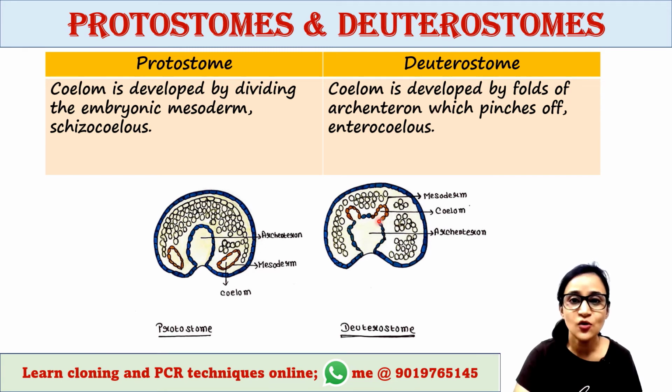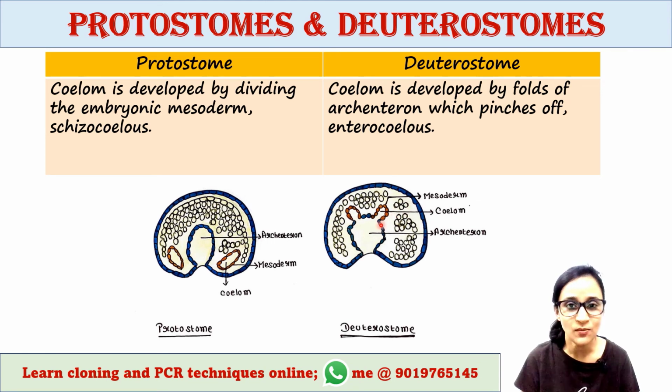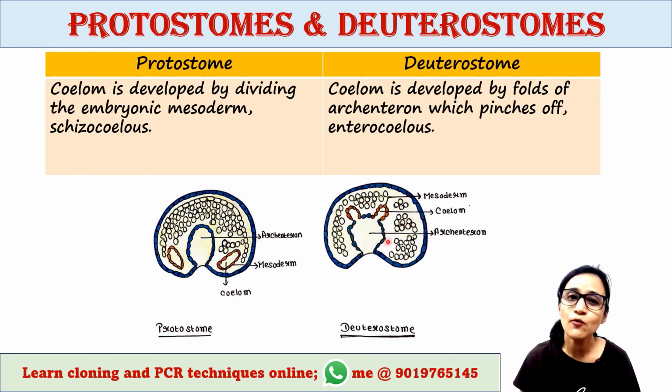Now, in the case of deuterostomes, the coelom is developed by folds of the archenteron. You can see this is the archenteron. Here it has two folds. This is one fold, this is another fold. So these two folds will make the coelom because these two folds will be pinched off to form the coelom in future. Hence they are known as enterocoelomates. So you know what is the archenteron? It is the primary gut, or you can say the digestive tube, which forms during gastrulation.